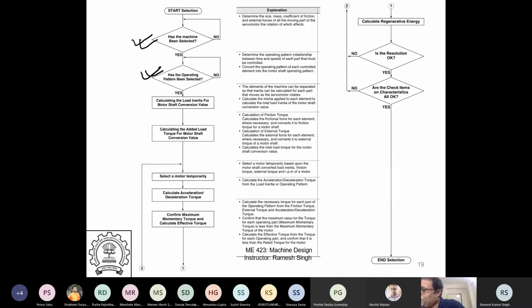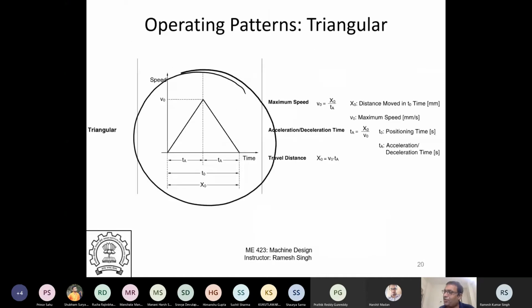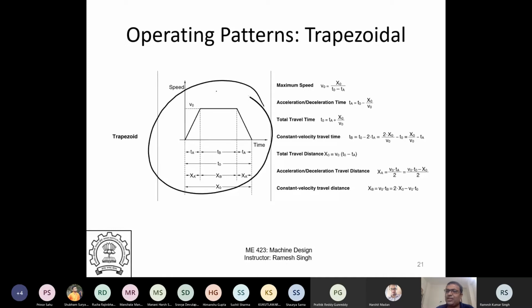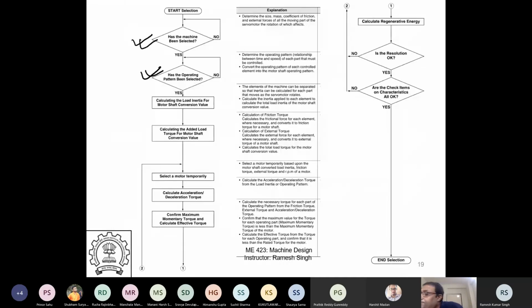And then the operating pattern basically means the relationship between time and speed. Do you have to ramp up very fast, or ramp up slow, or ramp up very fast and then go steady state, at constant velocity? So what kind of motion is required? Whether you have to ramp up, go steady, and ramp down. So whether you have to go triangular or trapezoidal. These are the primary two types of operations which you do in a machine.